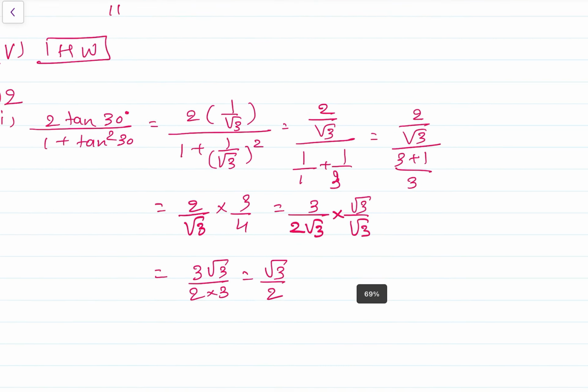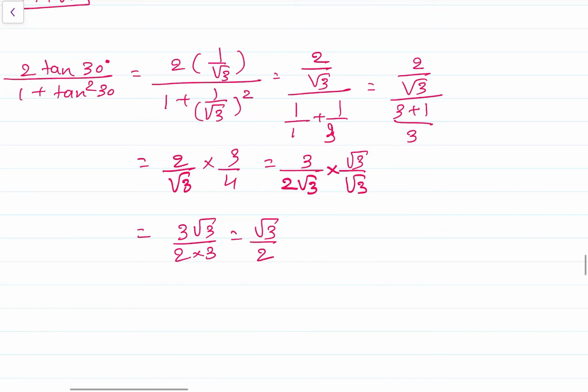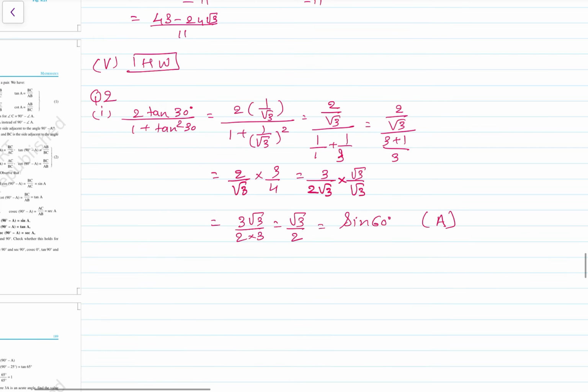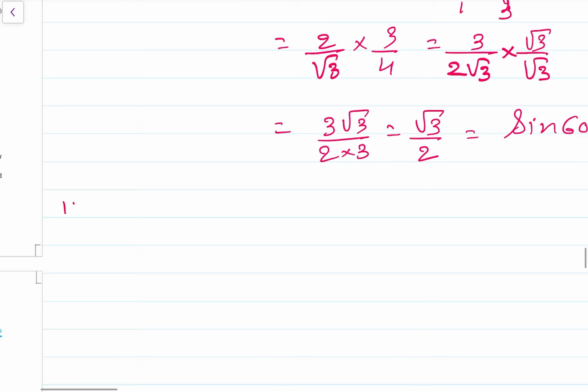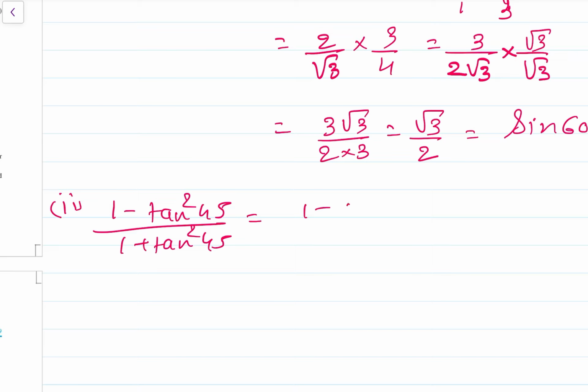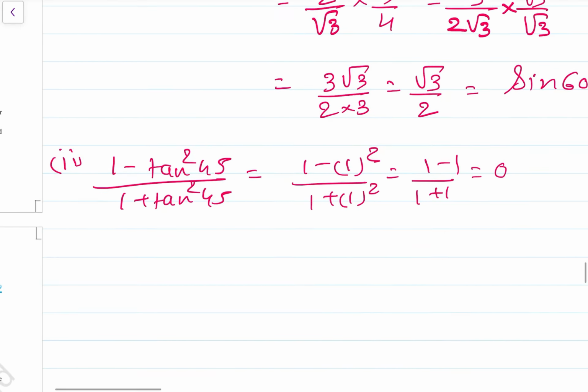Now, which value of theta for sin theta is root 3 by 2? This is equal to sin 60. So, option A is your correct answer. Now, question number 2. 1 minus tan square 45 upon 1 plus tan square 45 is equal to (1 minus 1 whole square) upon (1 plus 1 whole square), is equal to (1 minus 1) upon (1 plus 1), is equal to 0.